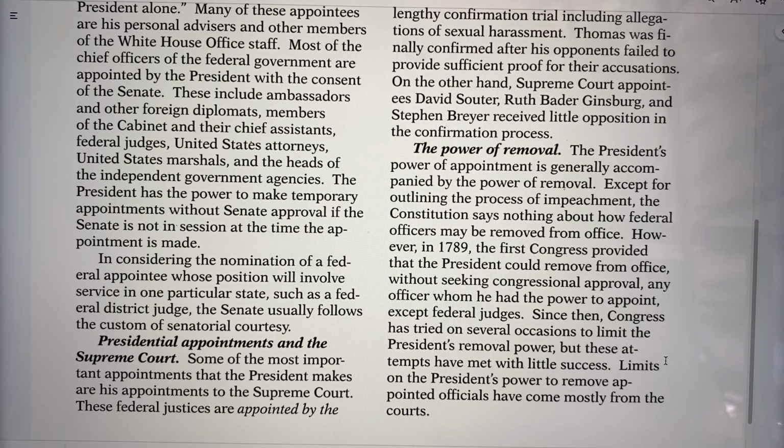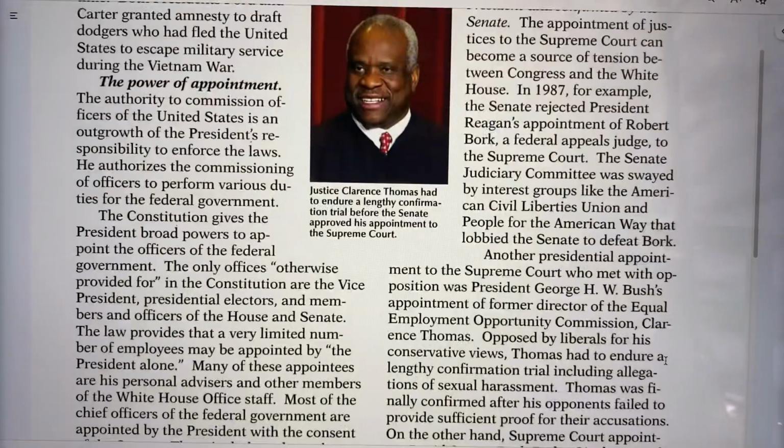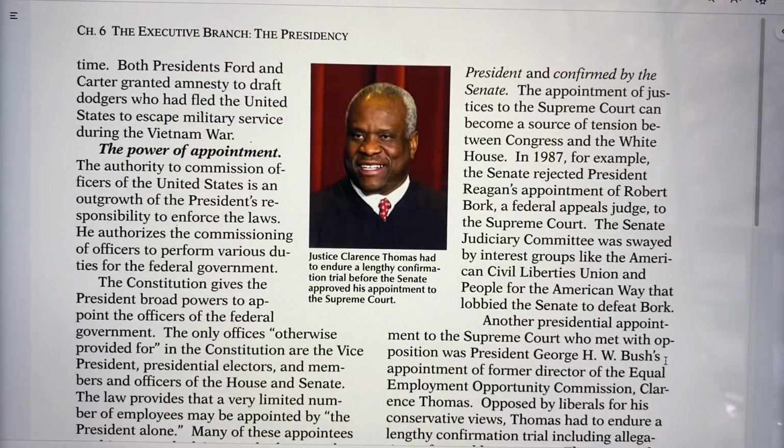The appointments to the Supreme Court, as we have a picture of here, are the most important. Everyone watches our appointments to the Supreme Court, because they are appointed for life. Some examples are given here in your book. In 1987, President Reagan's appointment was Robert Bork to the Supreme Court, and the Civil Liberties Group and the People for the American Way lobbied to defeat him.